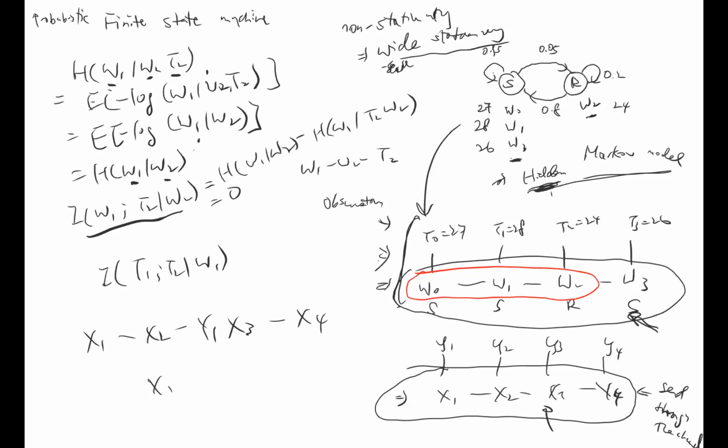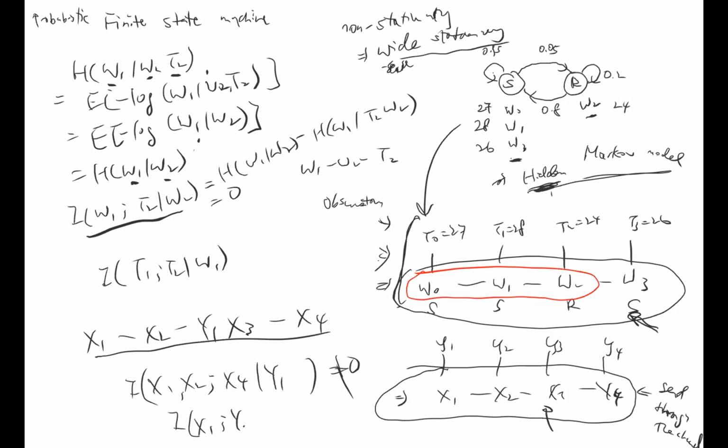So I will have mutual information of X1, X2, X4 given Y1, X3 equal to 0. But be careful that when I write a chain like that, I may not have it given Y1 equal to 0. This one can be non-zero. But I will have something like X1 and Y1, X3 given X2 is equal to 0.